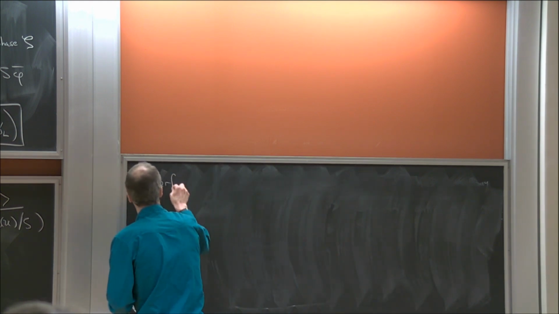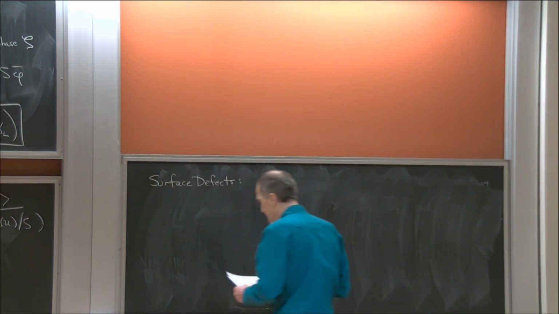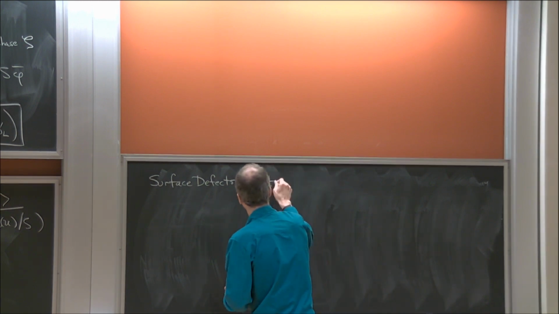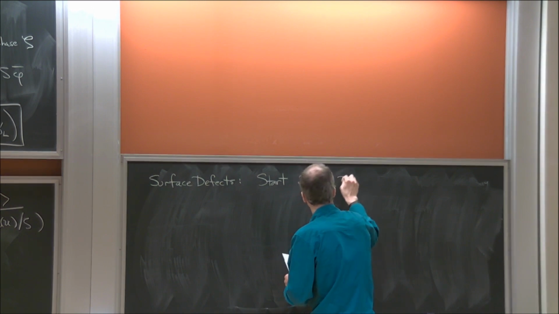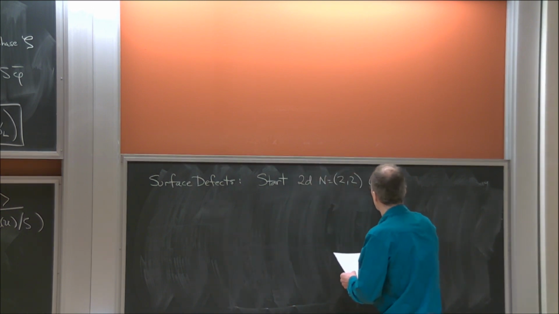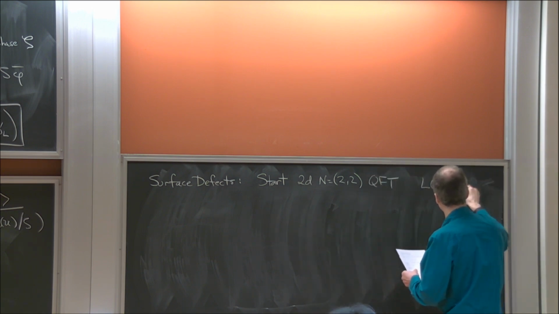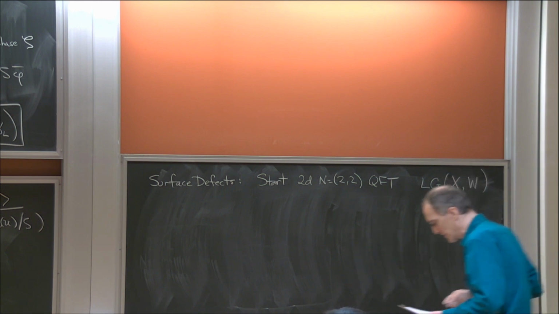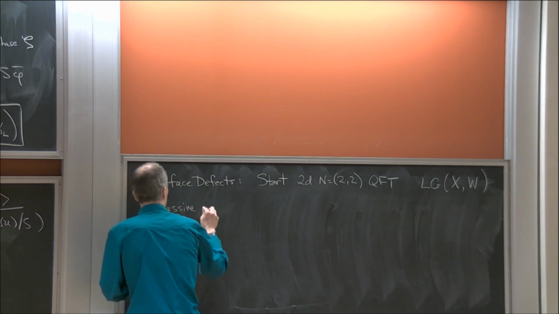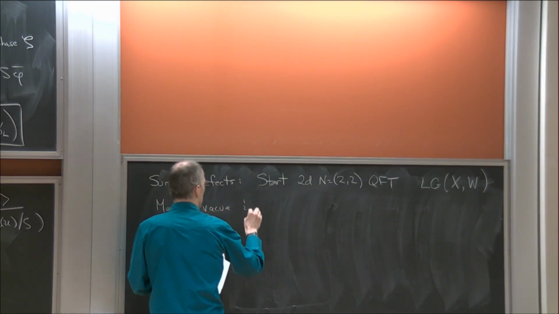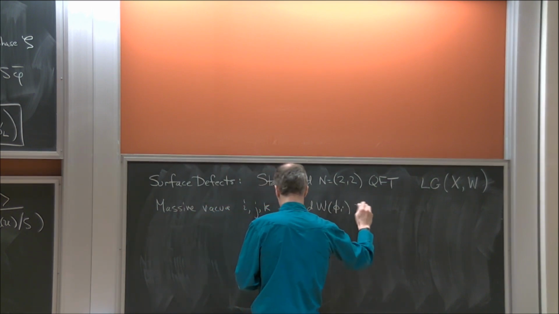So the other kind of defects you can write are surface defects. To explain what's going on there, before talking about the 4-dimensional theory, let's start with a 2-dimensional, N equals (2,2) quantum field theory. To fix ideas, you might want to think of a Landau-Ginzburg model for a Kähler target X and a superpotential W. Then there are going to be massive vacua. I'll label them I, J, K. These are just the critical points of W.